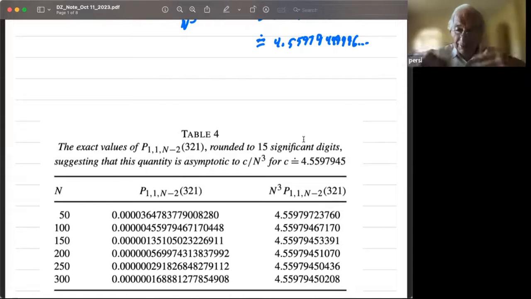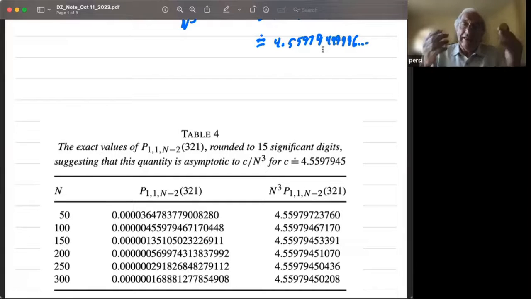What's the chance that the big guy is eliminated first when N is 50, multiplied by N cubed, so you can see them. So there it is, 4.55. When N is 100, it's 4.5597, 150 up to 300, 4.5597945. The right answer is 4.55979 something, 49, not 45.